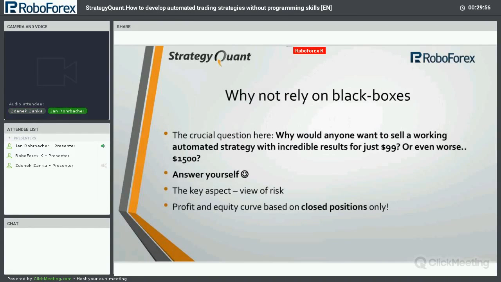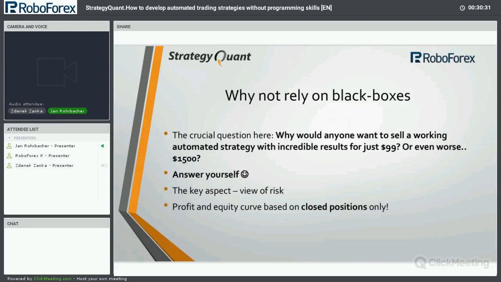Okay, the next topic I would like to discuss is why not rely on, or why to avoid, black boxes, to be more precise. And I will definitely show you why. Like I mentioned here, the key aspect is view of risk, and how these kinds of strategies keep risk under control. There is absolutely no guarantee that the risk is limited with these sorts of black boxes.